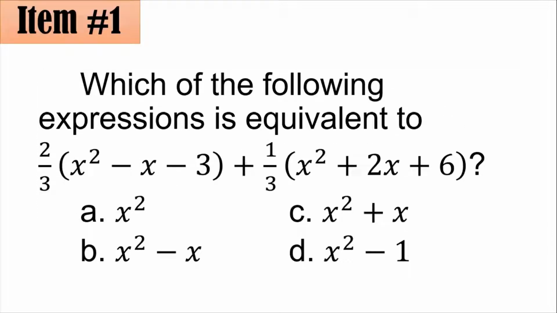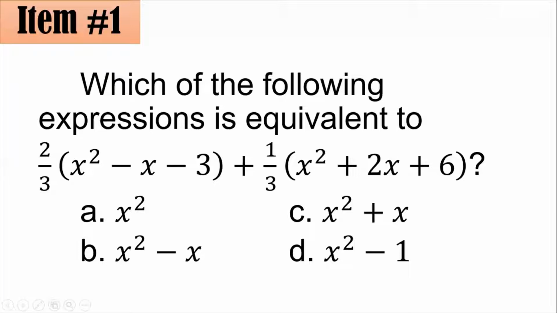Let's have number 1. Which of the following expressions is equivalent to 2/3 of x squared minus x minus 3 added by 1/3 of the quantity x squared plus 2x plus 6? Did you go for A, x squared, B, x squared minus x, C, x squared plus x, or D, x squared minus 1?